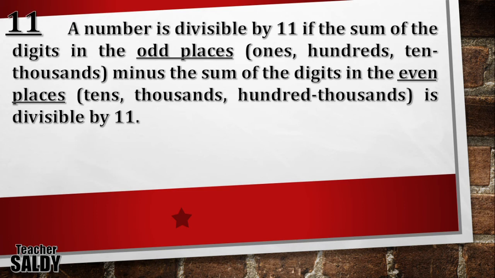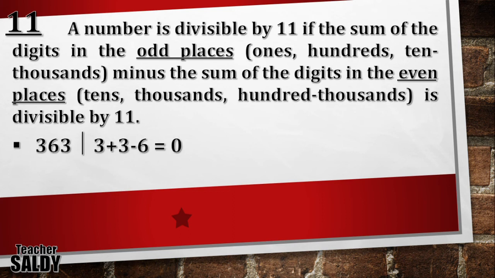Divisibility of 11. A number is divisible by 11 if the sum of its digits in the odd places, so odd places, we have ones, hundreds, 10,000s, yung mga ganon. Okay? Minus the sum of its digits in the even places. So, tens, thousands, 100,000s, yung mga ganon. Okay? So, salit-salitan. Every other number. So, we are looking for their difference. Difference in the odd places and the even places. If it is divisible by 11, you can divide that number by 11.